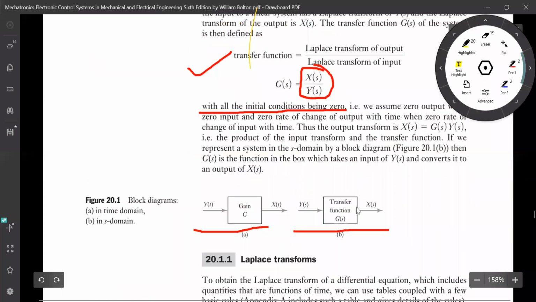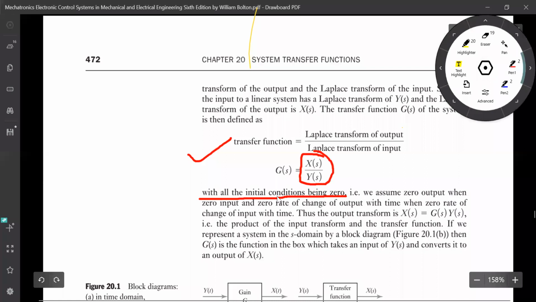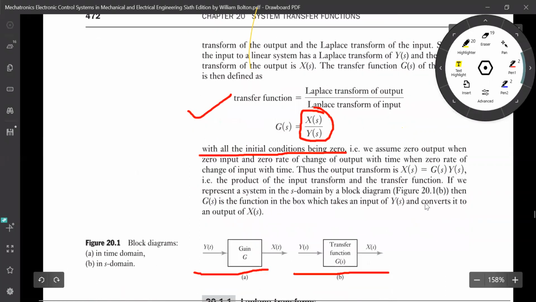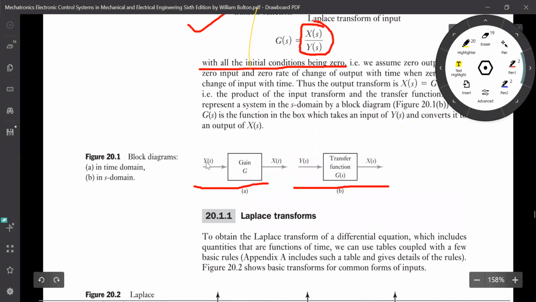The important thing to be noted over here is that in Laplace, we consider all initial conditions to be 0. Okay, so that is beneficial for us because we don't want to make our problem complicated. So we assume 0 output when 0 input, and 0 rate of change of output with time when 0 rate of change of input is there. So if you want to calculate anything like x, you can take this y on the left side, and this is a simple rearrangement of the things. Okay, and this is your simple gain formula.